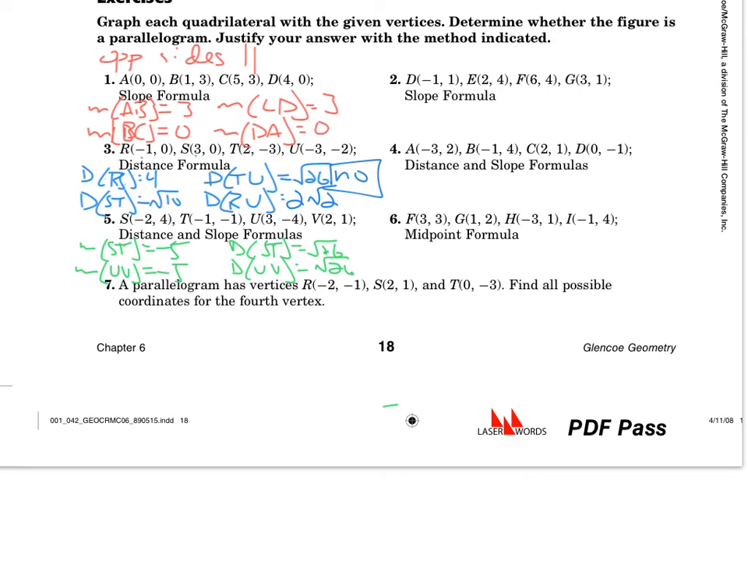So you're good, right? So this is for sure congruent. The reason for it is because one set of opposite sides is both congruent and parallel.